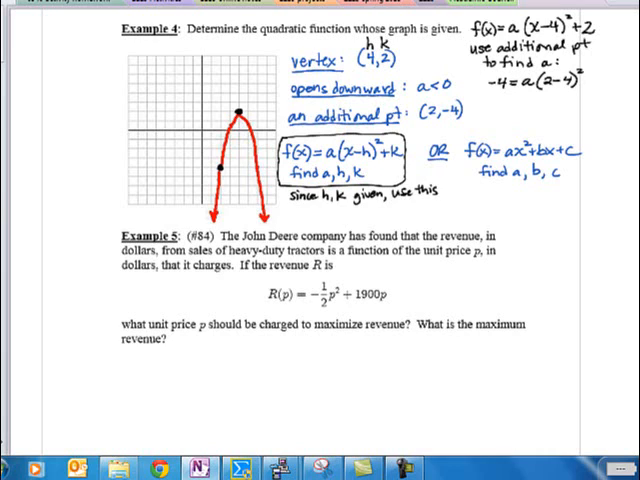So if I subtract 2, I have negative 6 equals a times negative 2 squared. That's just 4. So negative 6 equals 4a. So it looks like a is negative 6 over 4, or negative 3/2. So my answer is f of x equals, we figured out the coefficient that we need is negative 3/2, times x minus 4 squared plus 2.